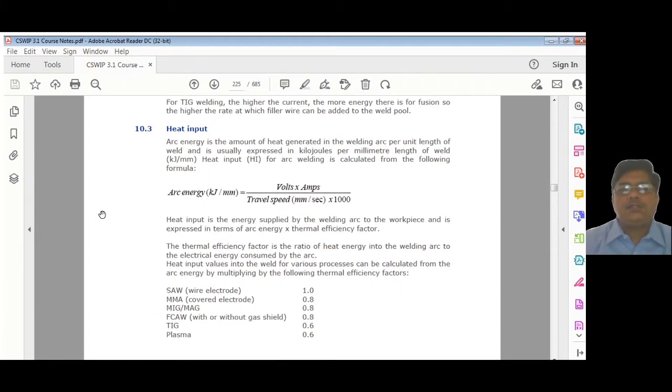Heat input. Arc energy is the amount of heat generated in the welding arc per unit length of weld, and is usually expressed in kilojoules per millimeter. This arc energy is very important, and we will be using it a lot in our work. So please be very thorough with heat input, because when we do the PQR and the WPS, everything is fine, tested in the lab, fine.